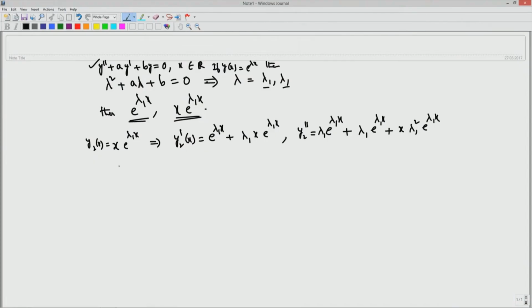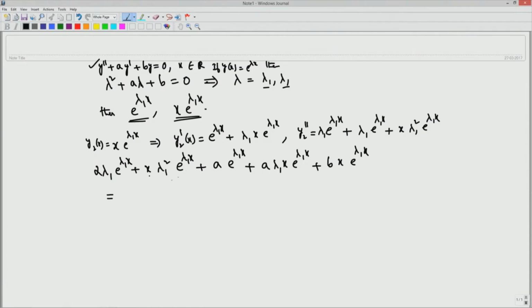So, if you substitute, you get 2 lambda 1 e power lambda 1 x plus x into lambda 1 square e power lambda 1 x, then plus a times e power lambda 1 x plus a times lambda 1 x e power lambda 1 x plus b times x into e power lambda 1 x. I just substituted your y2 dash and y2 double dash, and you want to see what happens to this.